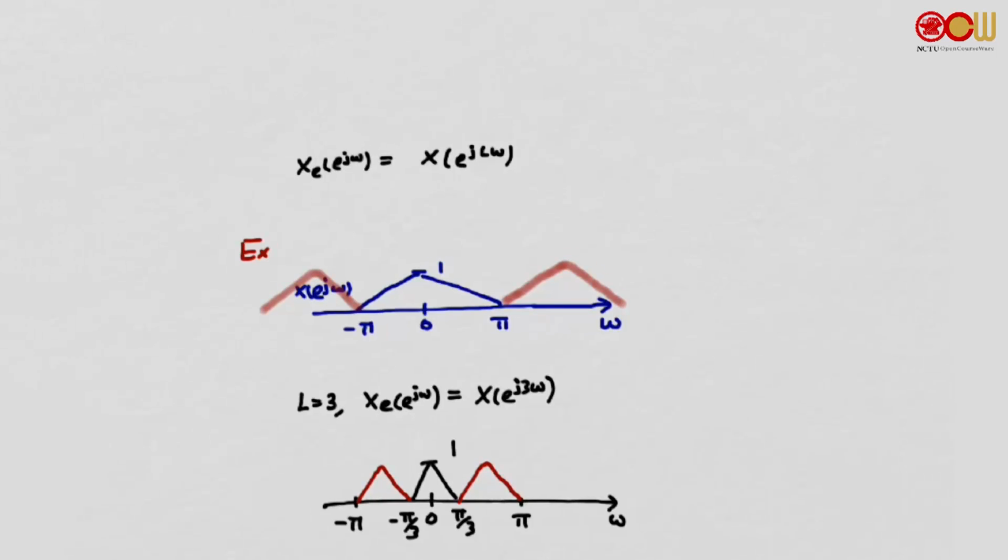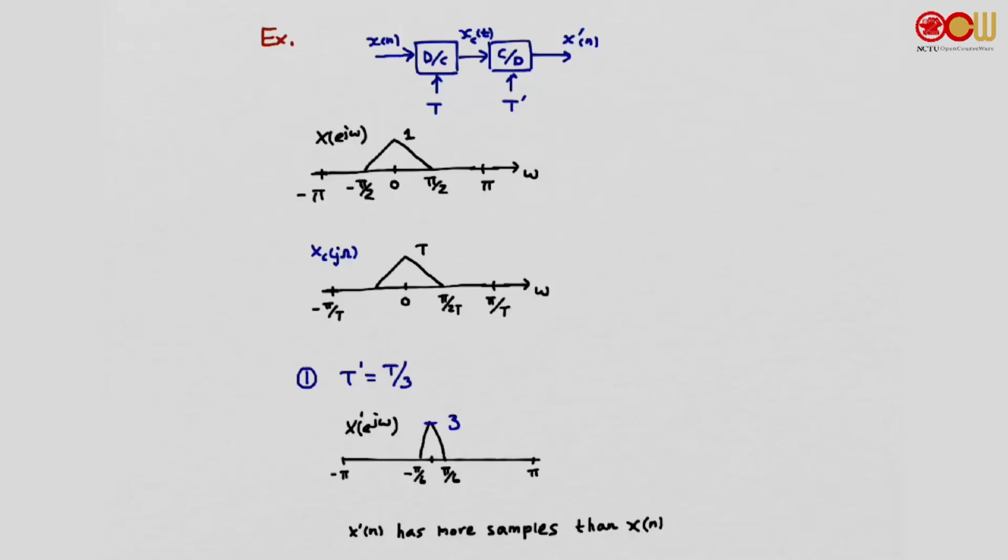Now if we have L equal to 3, X_e(e^{jω}), we have more samples than X, and it's a squeezed version. So this should correspond to the case that the sampling period gets smaller. In the sampling rate conversion, if we want the sampling period to become smaller, T' is T over 3, then X' is a squeezed version of X, right? This is X, and it's a squeezed version of X. But it's squeezed in the way that this will be 0 here, and it's 0 here.